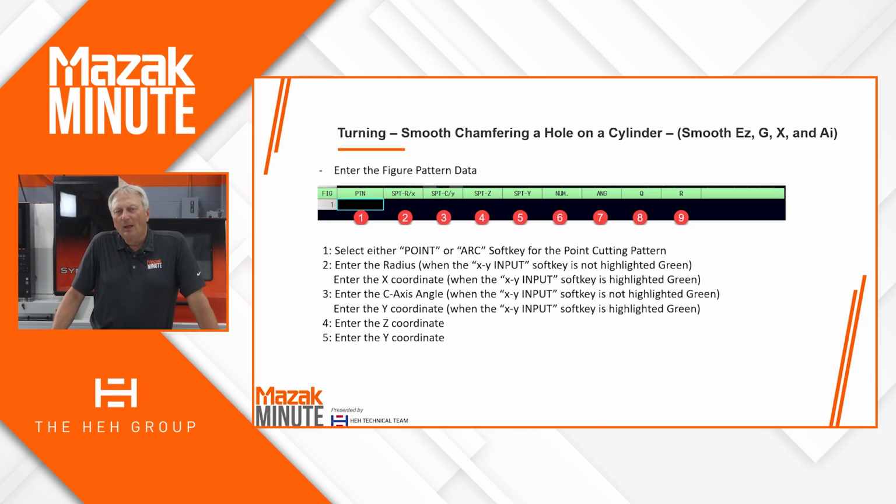So just to recap, we can actually program the point in 2 different methods. We can program the radius and the C degree of the chuck, or we can enter an XY coordinate. Normally it depends on how it's programmed on the print. Then finally, we're going to have number 4 and 5. We're going to enter the Z-axis coordinate, how far in we want to be, and the Y-axis coordinate, how far off center line we want to machine.